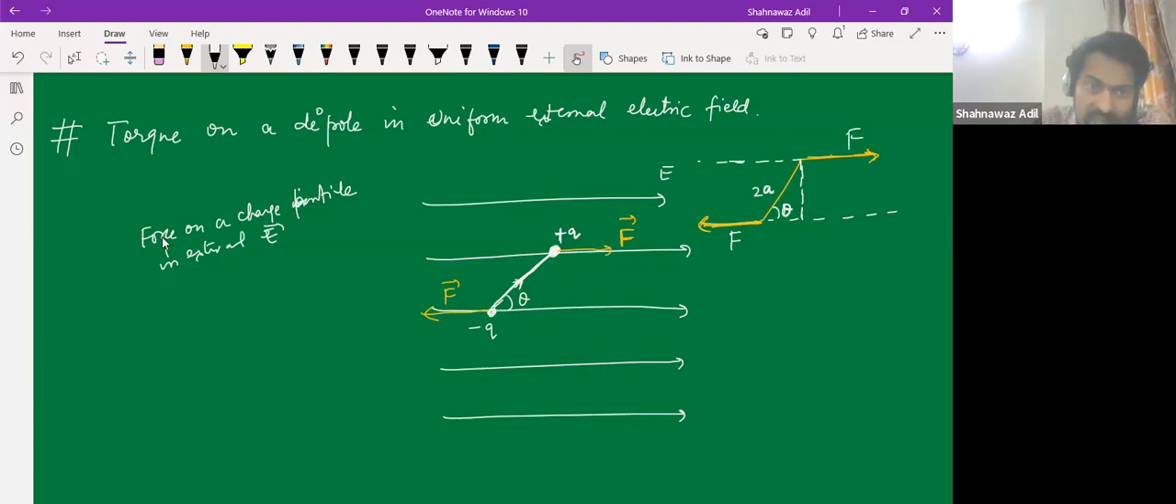Please revise force on a charged particle and dipole. In the next class, please come with this revision and then you will be able to easily understand it, right? Okay, so I will stop here and next class I will talk about torque and flux. So I will complete that chapter and in the next set of classes, I will start electric potential. So please start revising. Otherwise you will have to repeat all those things again if you don't revise now.